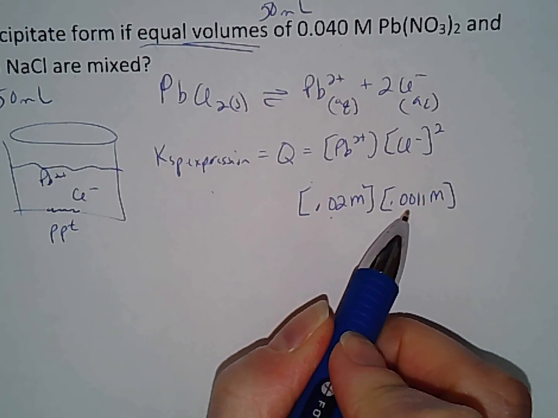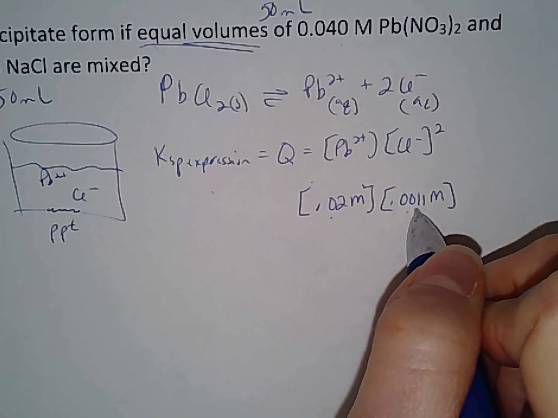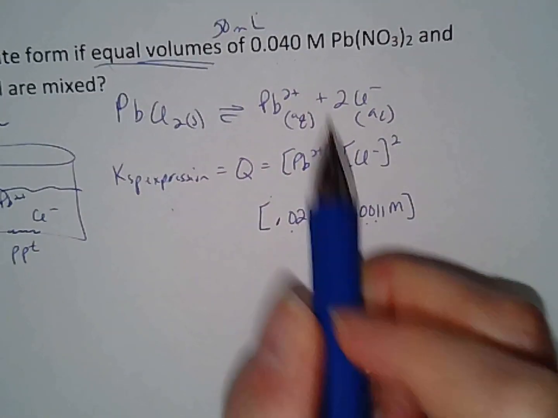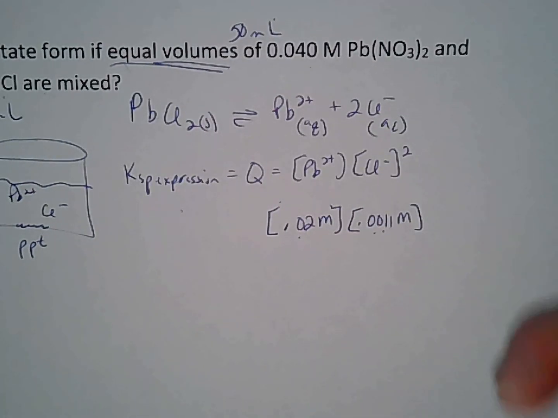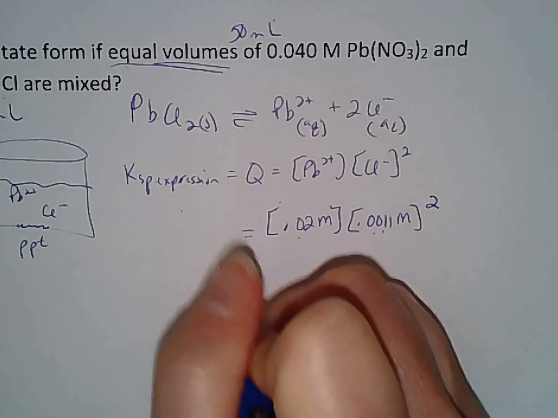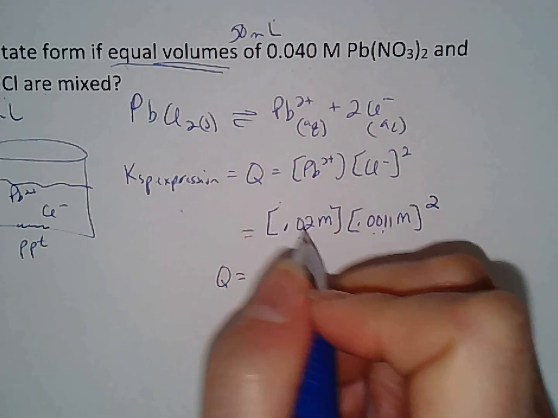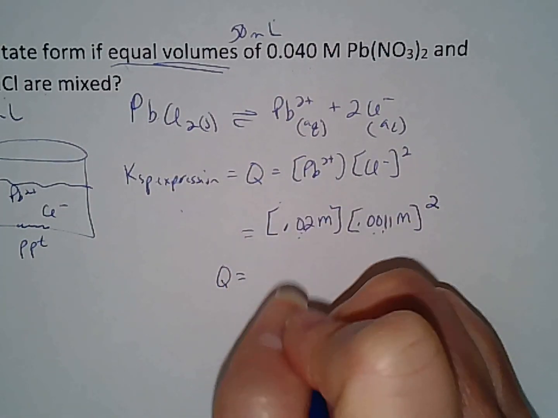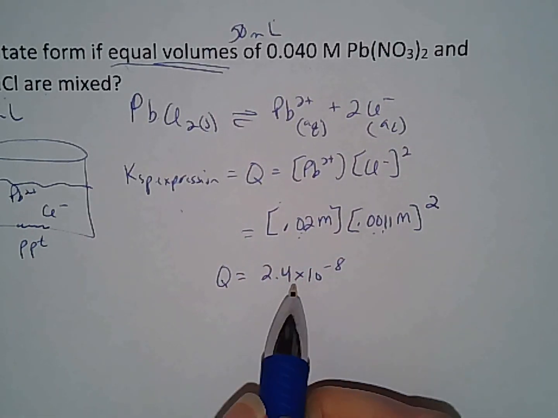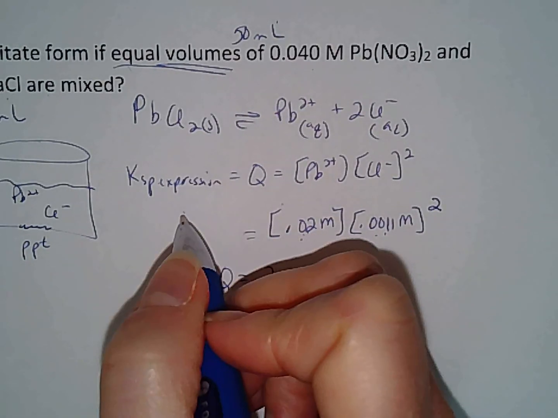Now, this is always the tricky part. You're not multiplying this by 2. This is all the chloride that is in there, just like this is all of the lead that is in there. So I'm just going to square that value. Then I'm going to find my Q. When I multiply this out and take the square, I get about 2.4 times 10 to the negative 8th. Then I have to go and find a Ksp.